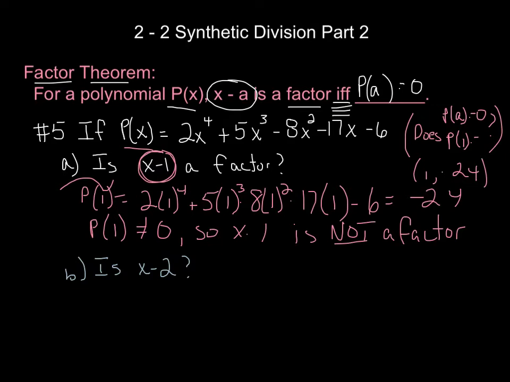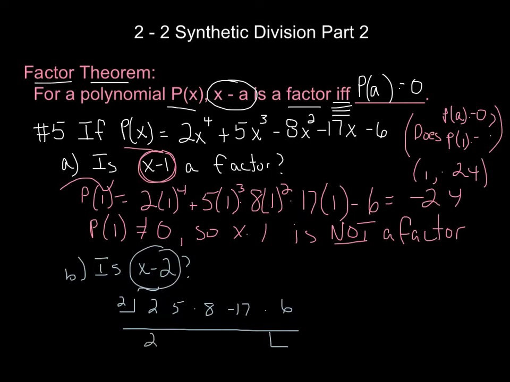Alright, let's try this synthetically, just to practice that. Now remember, you don't put negative 2 in the box. You put 2 in the box. Your coefficients are 2, 5, negative 8, negative 17, and negative 6. And we're hoping to get a 0 down here if x minus 2 is a factor. So drop your 2. 2 times 2 is 4.